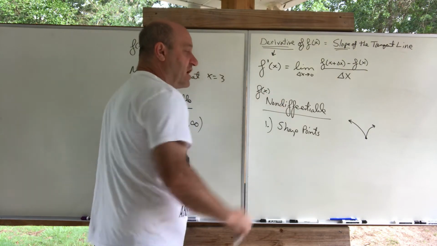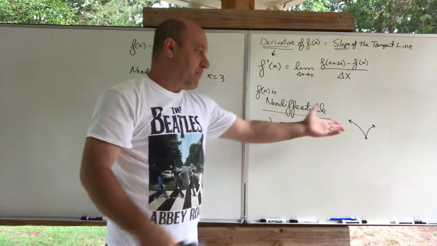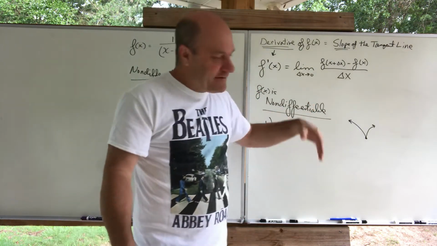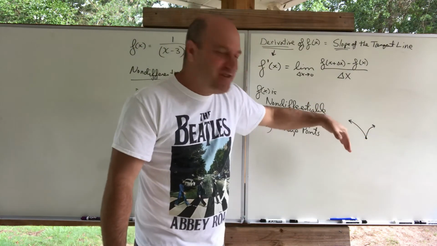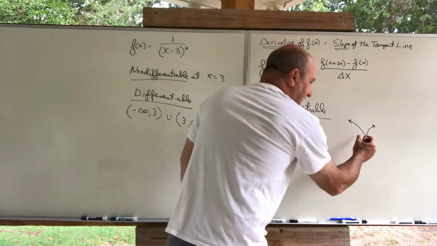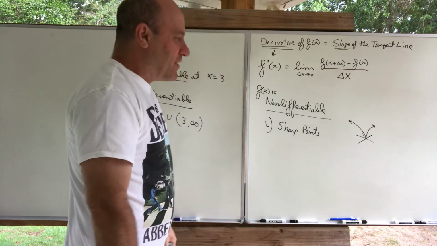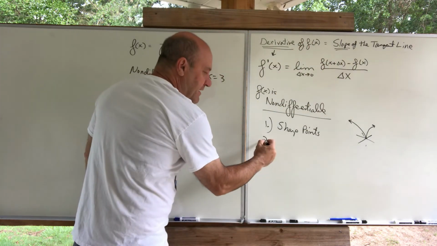The function is non-differentiable at that point. And you could try to explain why. I mean, the derivative is going to be undefined, but you can't have a tangent line at that sharp point. If I try to draw a tangent line, it doesn't really work. This limit doesn't exist.